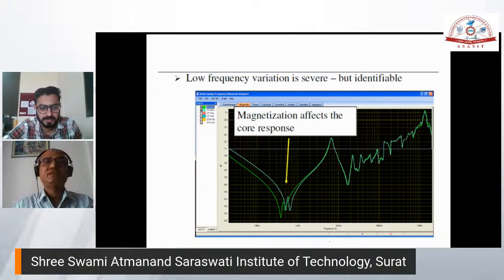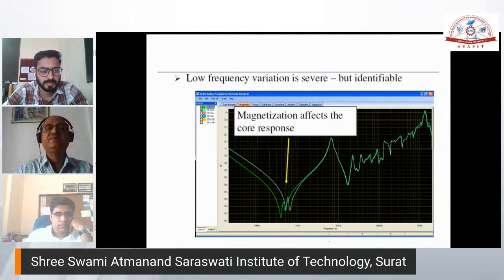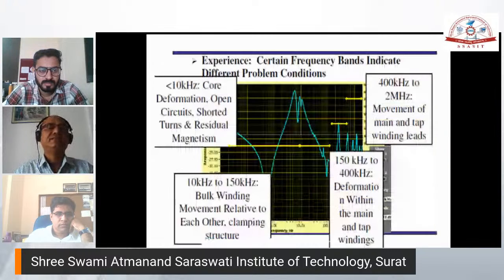Now there are some sources of error in sweep frequency response analysis. If the core is magnetized before starting two comparison tests, one without magnetization and another with magnetization, we are going to have a variation. But that is not a fault of the transformer, it is because of the core magnetization. So the core magnetizing effect can come in the lower frequency.